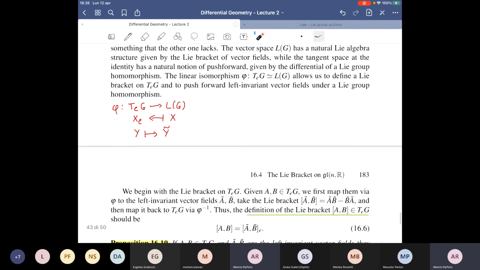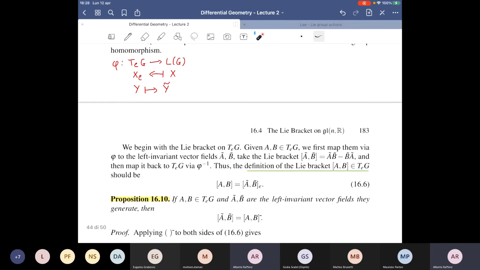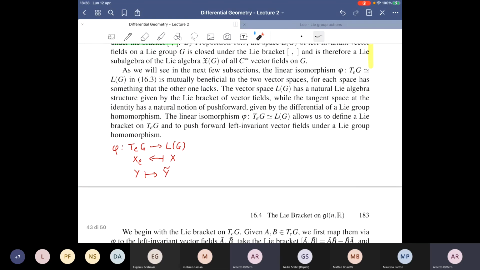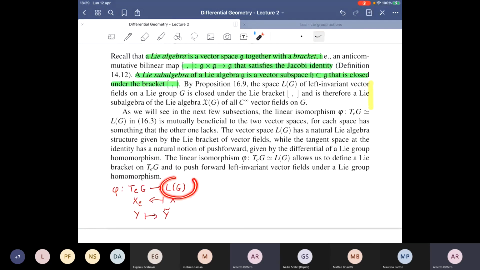So now there are some results, again, that discuss the interplay between this presentation and this isomorphism between the tangent space to the Lie group at the identity and this Lie algebra of left invariant vector fields. In particular, let's say this really briefly since the time is almost over. The fact here is that now we have a Lie algebra structure here.